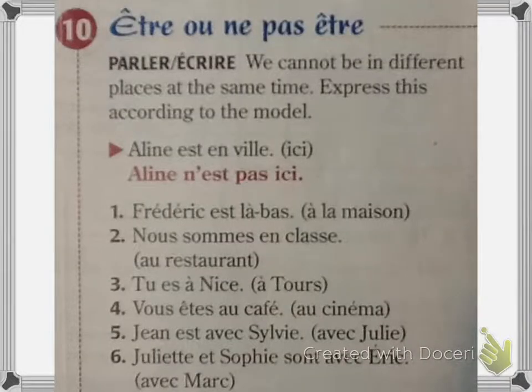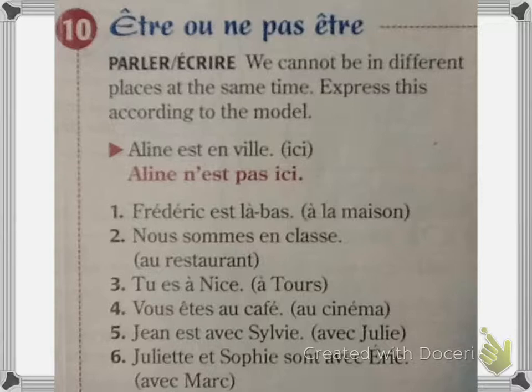Exercise 10. Être ou ne pas être. We cannot be in different places at the same time. Express this according to the model. So, Aline est en ville. So, if Aline is in town, then she can't be here. So, Aline n'est pas ici.